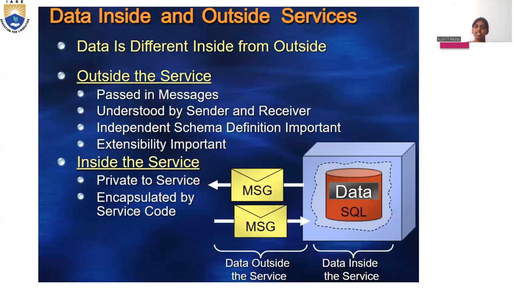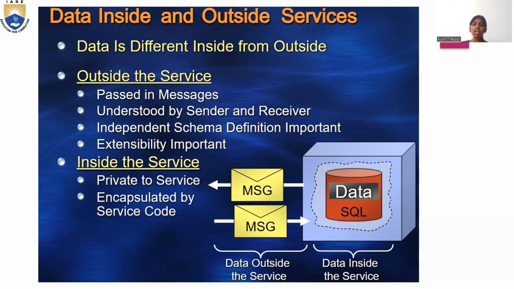So data on the inside and data on the outside, what are the services that they provide? Data is different from inside and from outside. It is not the same inside as it is outside. Both views are not the same. Outside, the services pass messages, like messages, files, events, understood by the sender and the receiver. Independent schema definition is important, and extensibility is important.